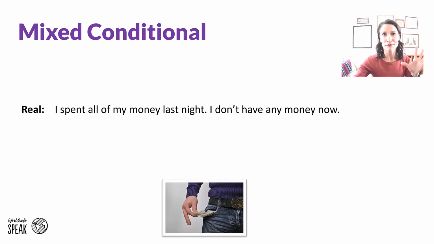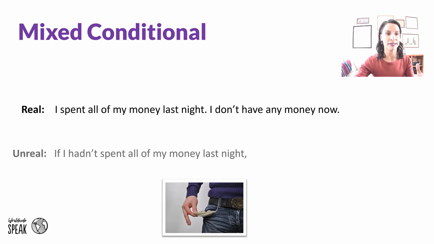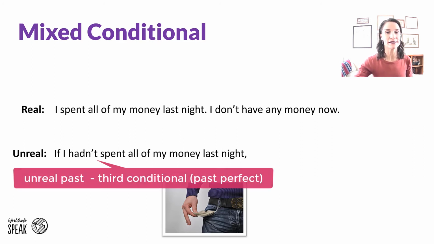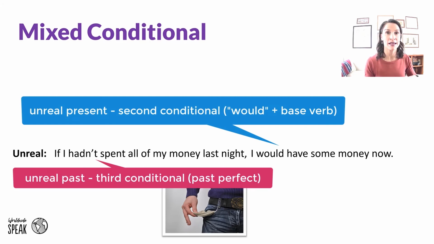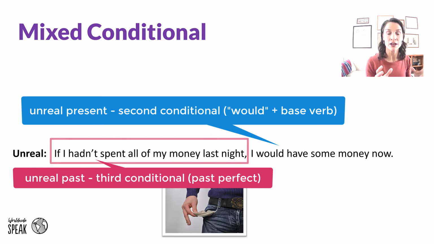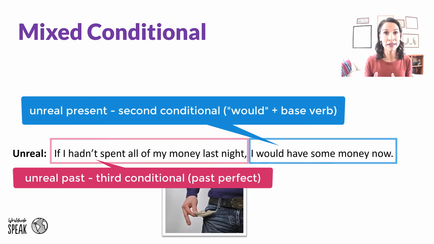So let's look at another one. Here's a real situation. I spent all my money last night and I don't have any money now. So let's imagine the past differently. If I hadn't spent all of my money last night, this is the unreal past, I would have some money now. Unreal present, a different present than is reality. So again, I'm going to mix a third conditional for the if clause because it's about unreal past, and I'm going to mix second conditional for the main clause because it's unreal present.